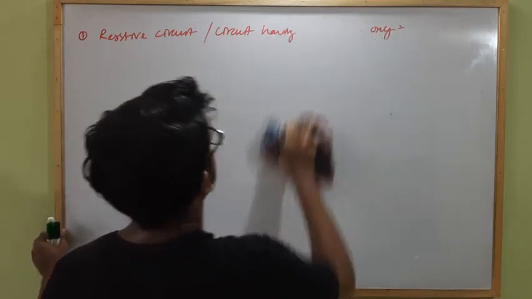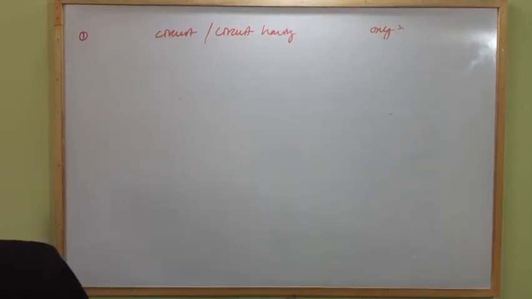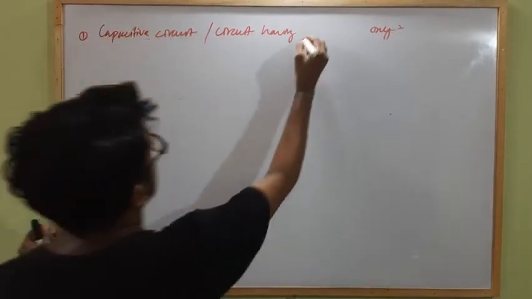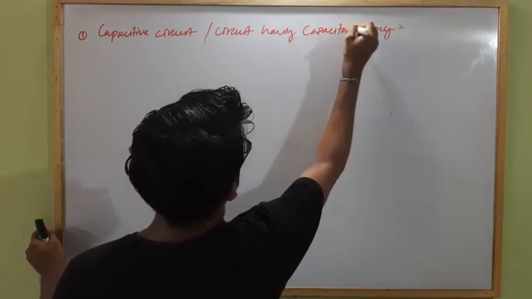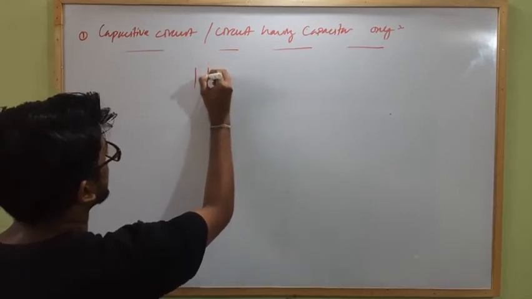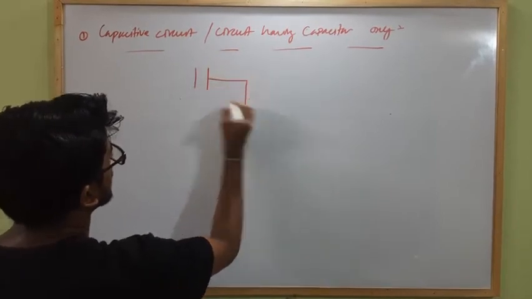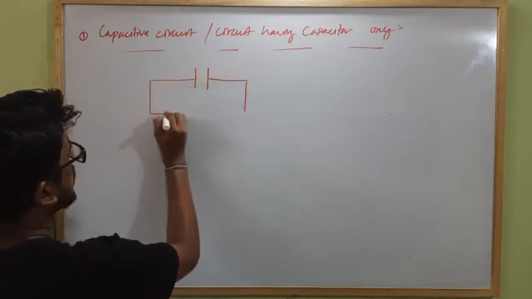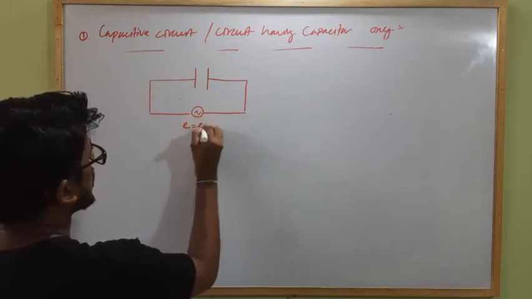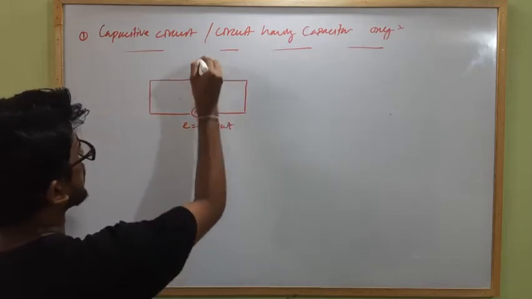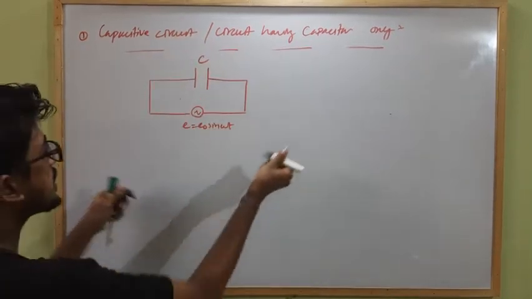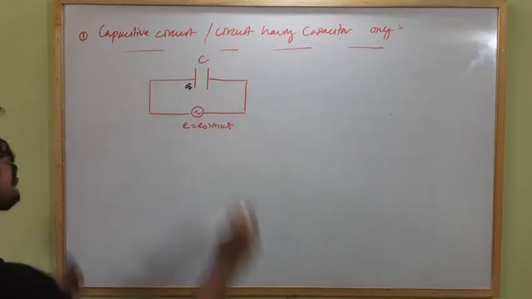Circuit having capacitor only, or capacitive circuit. For this, consider a circuit which has a capacitor attached with an alternating source E equal to E naught sin omega t, and the capacitance is C. Clear? Let at any instant of time Q be the charge stored within the capacitor.